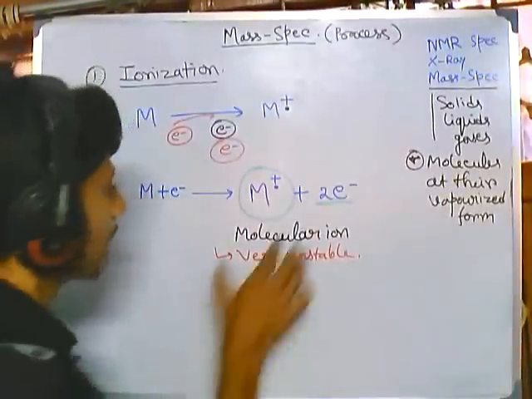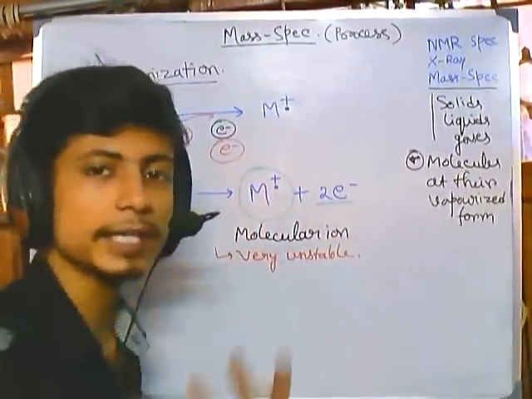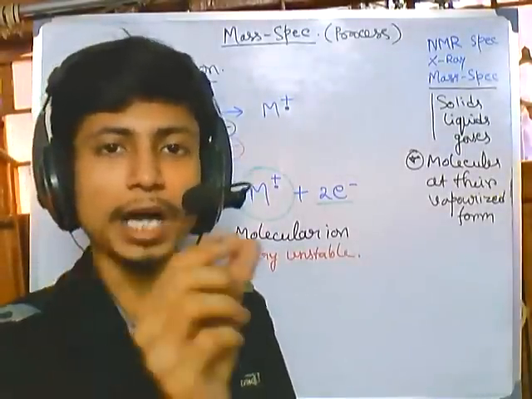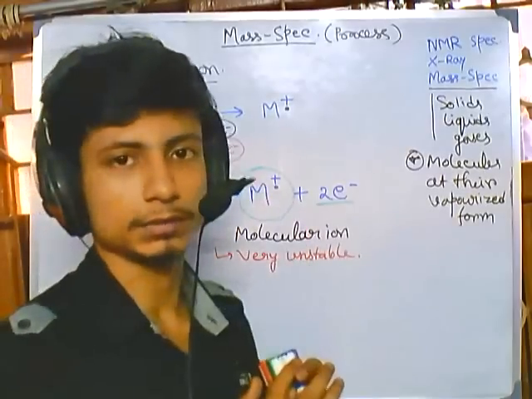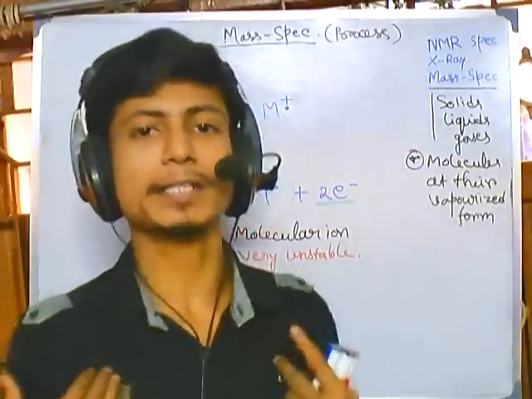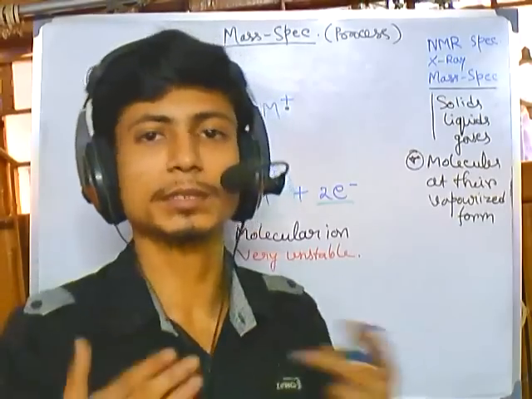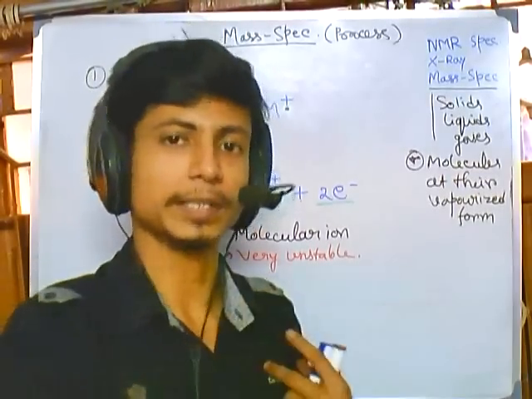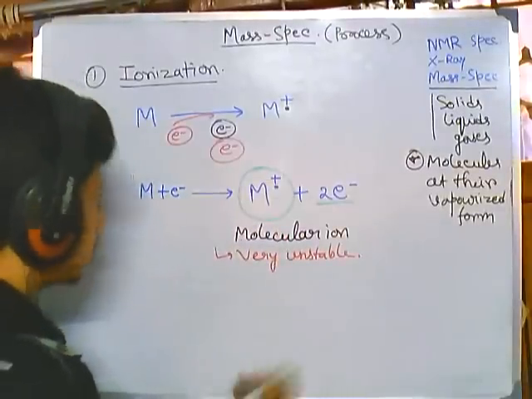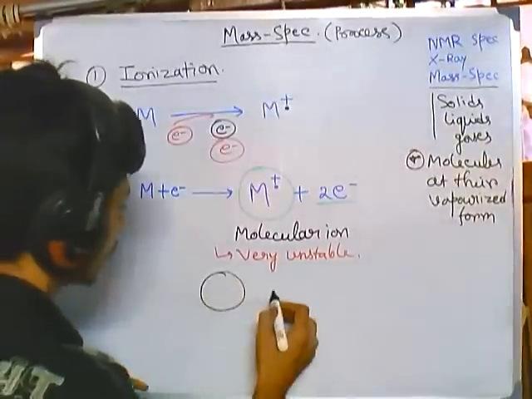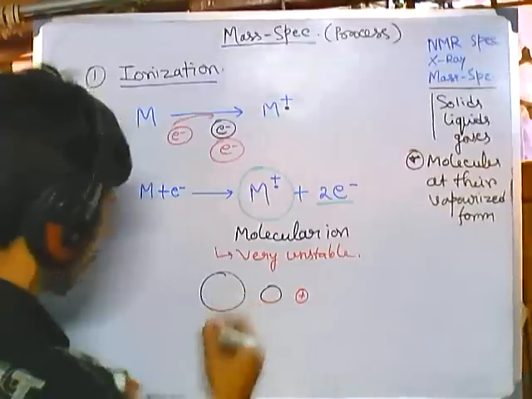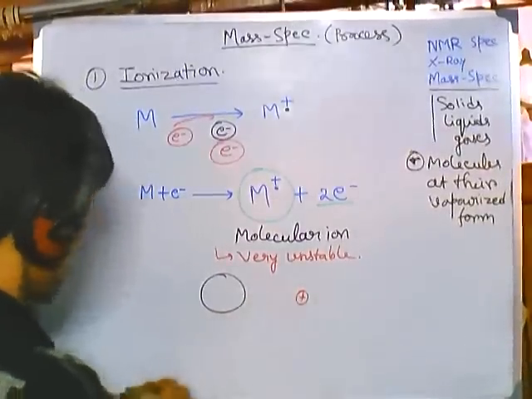Now as the molecular ion is very unstable, it has a tendency to be broken down into smaller fragments which are much more stable than this molecular ion. Remember when I discussed the introduction, I told you that if I am unstable, I try to produce something which is more stable than me. So here also, these molecular ions will be further broken down into segments, for example large, then medium, or something like this kind of segments.